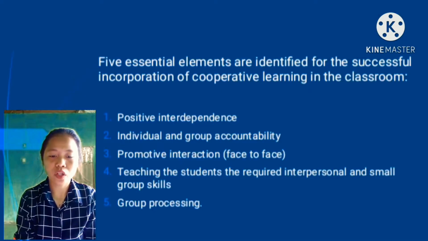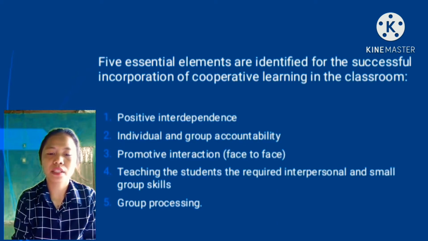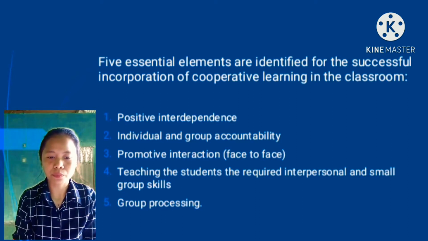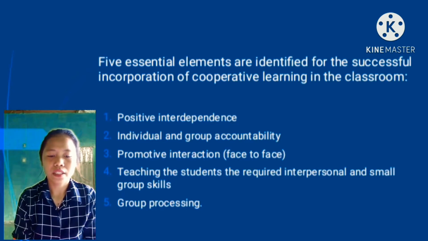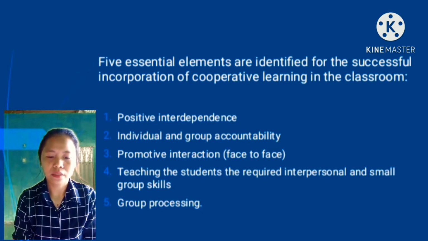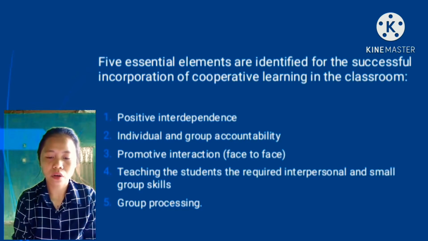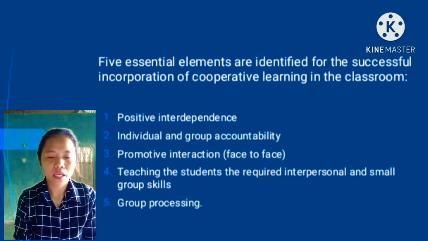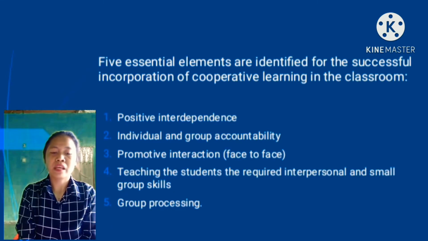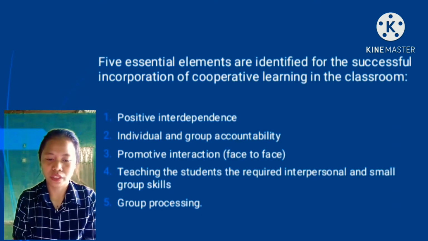Okay, next we talk about 5 essential elements identified for successful incorporation of cooperative learning in the classroom. First is positive interdependence, second individual and group accountability, third promotive interaction or face-to-face, and the fourth teaching the students the required interpersonal and small group skills, and the last is group processing.